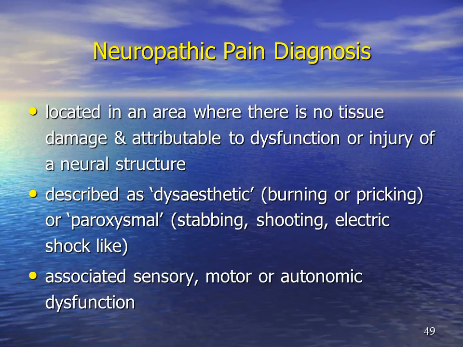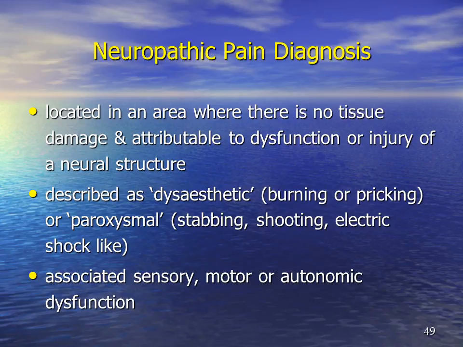The pain can be dysesthetic, which can be a burning or prickly type of pain, or classic paroxysmal pain, where it feels like an electric shock or a shooting pain, and it comes in basically in pulses. It can also be associated with sensory changes such as numbness, motor changes, obviously like mild to moderate weakness, and perhaps even autonomic dysfunction.